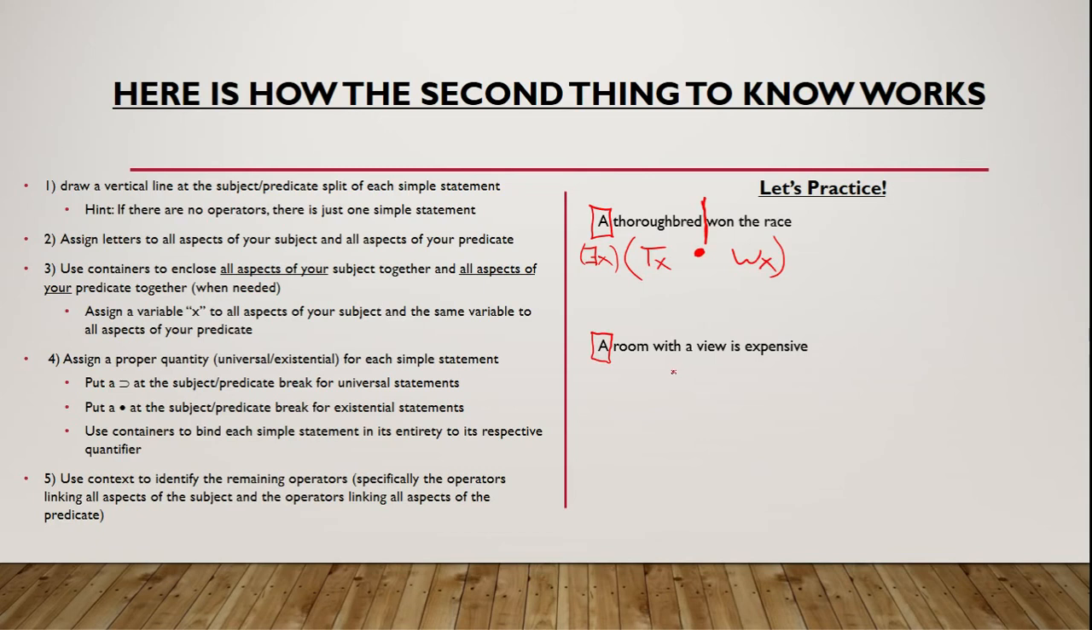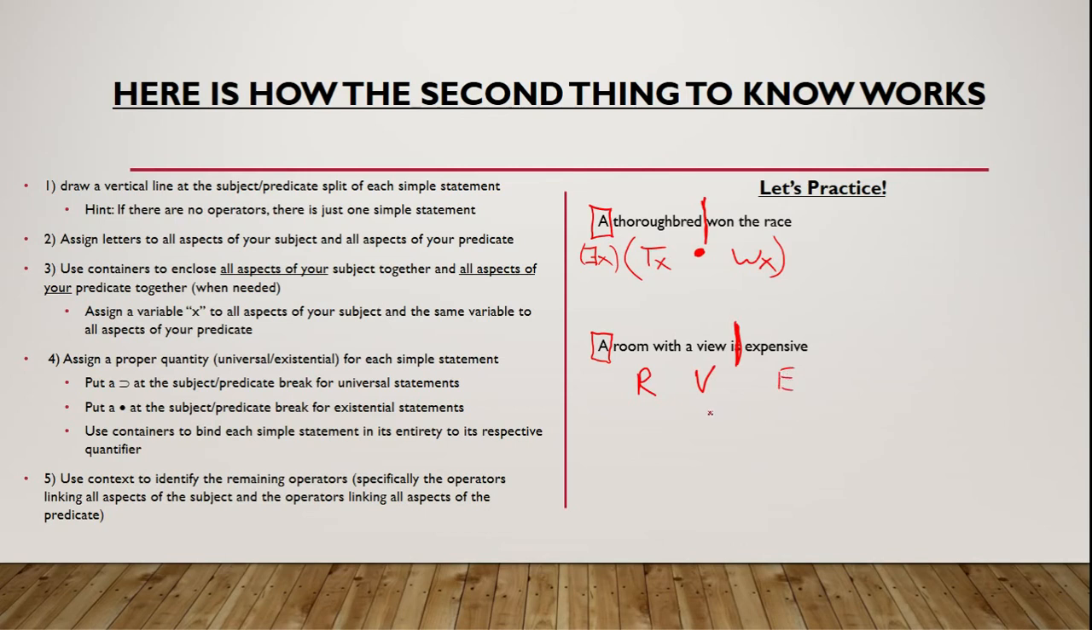Step 1, draw a vertical line at the subject predicate split of each simple statement. So, a room with a view is expensive. We have our subject predicate split. If there are no operators, there is just one simple statement. We don't have any operators here, just a simple statement. Step 2, assign letters to all aspects of your subject and all aspects of your predicate. So here we have a room, it's got a view, and it is expensive.